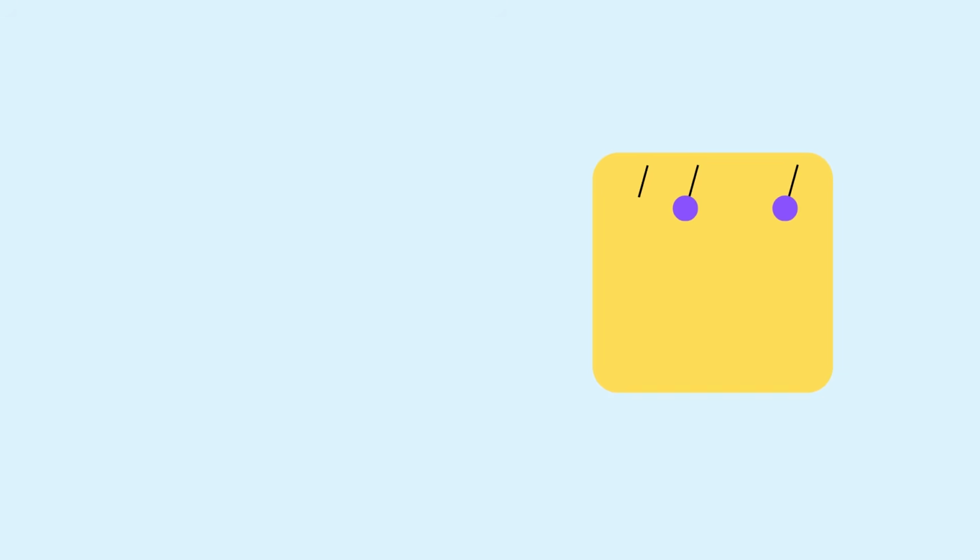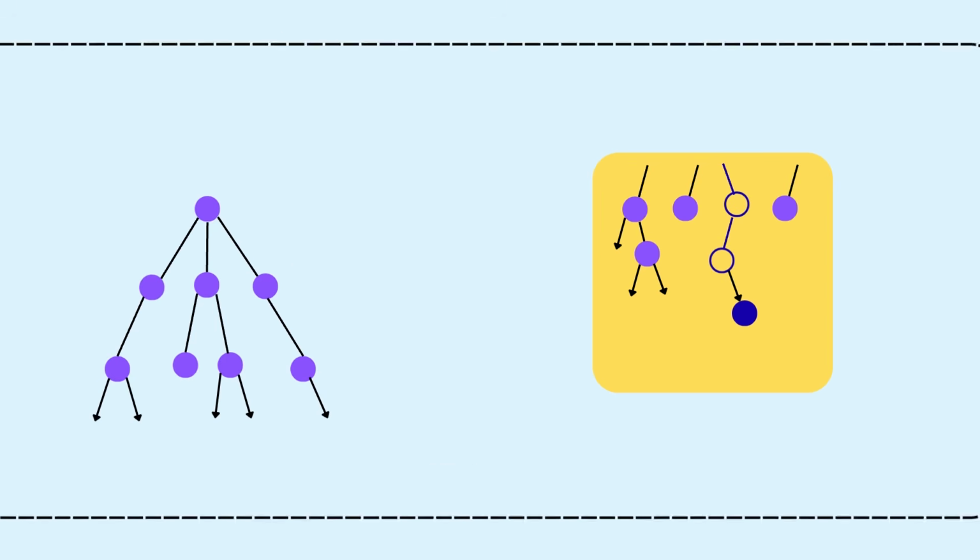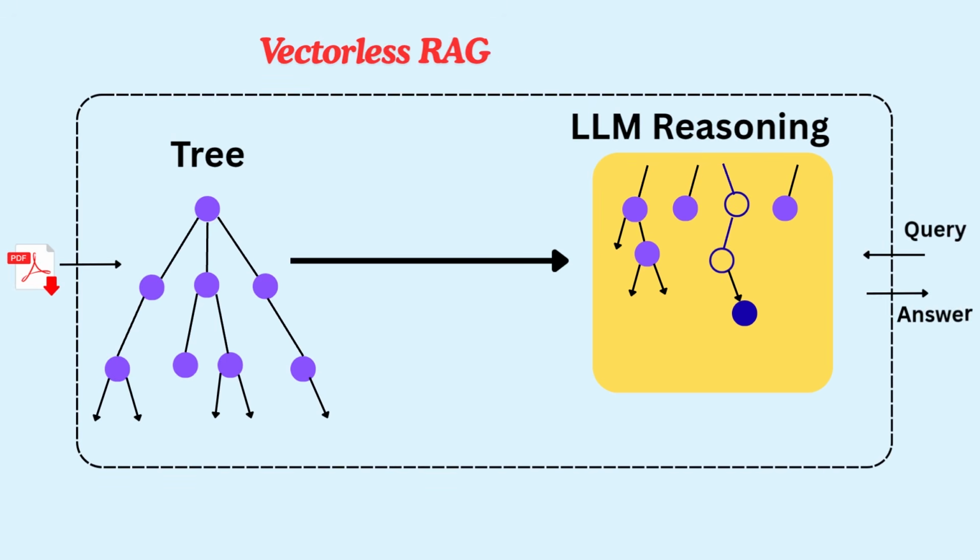PageIndex is a new reasoning-based vectorless RAG framework that performs retrieval in two steps. Generate a tree structure index of documents. Perform reasoning-based retrieval through tree search. Compared to traditional vector-based RAG, PageIndex features no vectors needed, no chunking needed, human-like retrieval, and a transparent retrieval process.